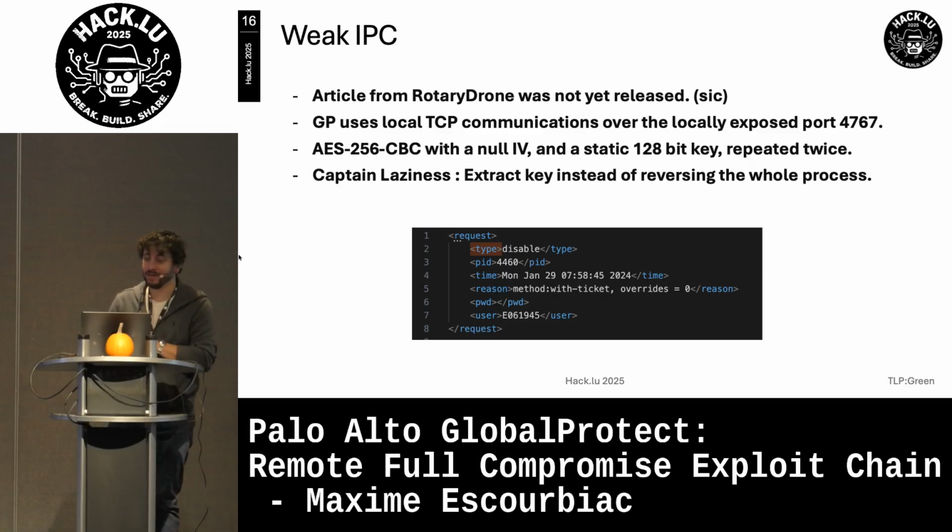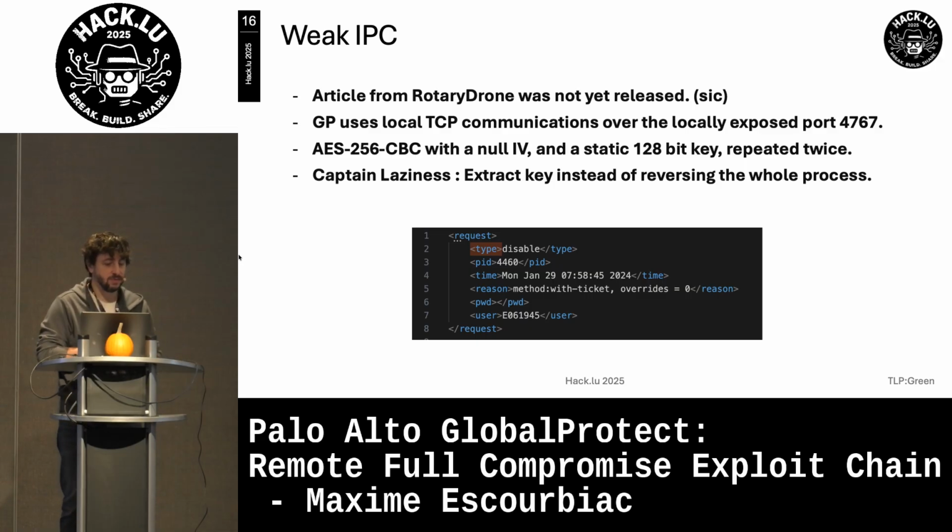So the second part is, we have the RCE now. It's cool to have local privilege escalation directly after that. So, as we discussed, PanGPA and PanGPS directly communicate using TCP on port 4767. It was an encrypted channel, so it used the OpenSSL stack for AES stuff with a null IV and a static key, repeated twice because it's more secure.